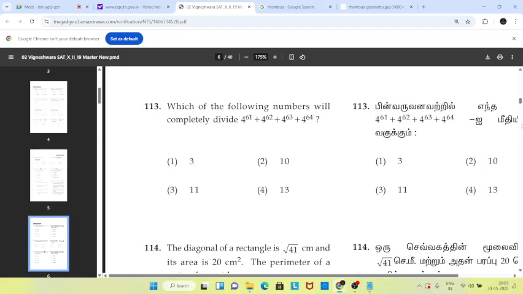So for 4 power 61, what will be the last digit? 4. 4 power 62? 6. The next one is again 4, another one 6. So if you add 4 plus 6 plus 4 plus 6, how much do you get? 20. If you get 20, the last digit is 0. If the last digit is 0, which of the 4 numbers will divide that number? 10. Yes, 10 is the answer.